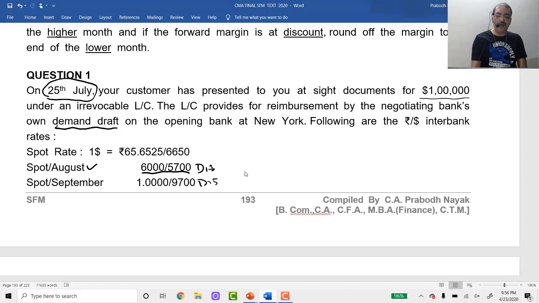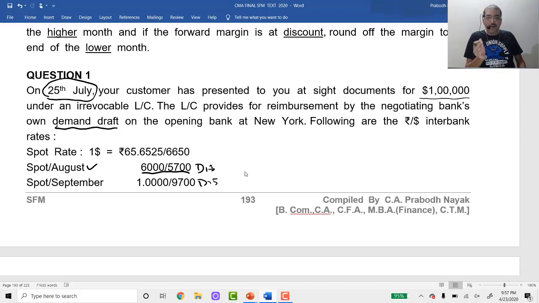So you have got two rates, July rate and August rate. Forward is at discount. You are a customer, you have provided at sight documents of $1 lakh. So that means you are an exporter. You are having your customers' documents which have to be presented to your bank and your bank will present them to your customer's bank. Then the approval will come. That means it will take about 25 days. Bank is going to buy your dollars. So bank bid rate will be applicable. That is 65.6525. Bid rate is going to be applicable.